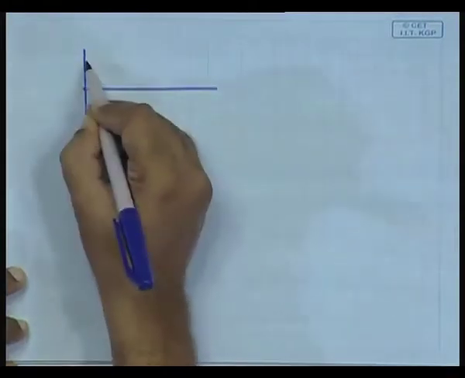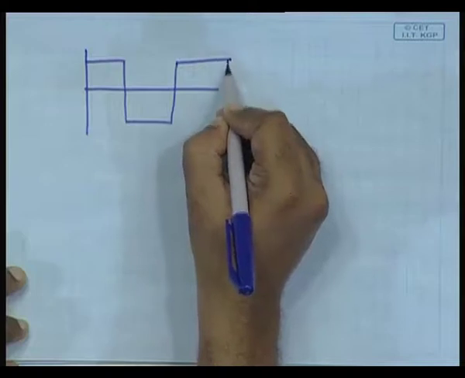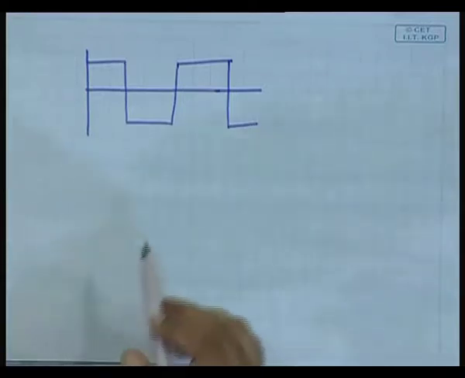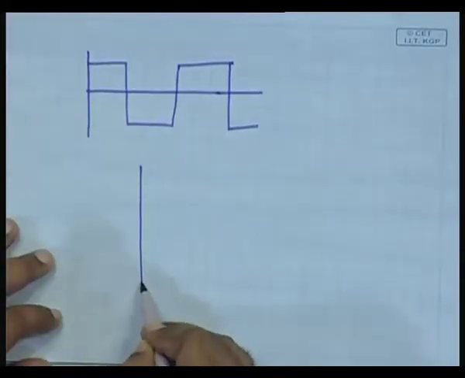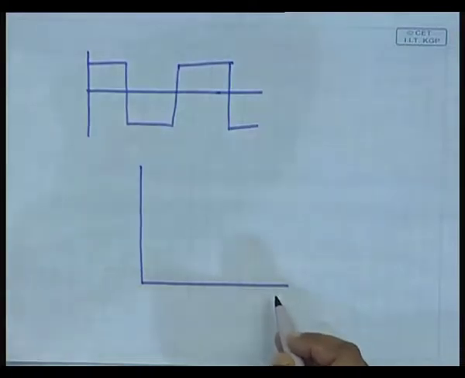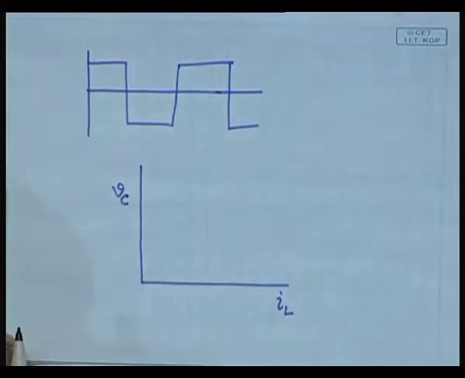Good. Now, suppose you have got a square wave as the input voltage. Then what happens? Then remember, if it is an RLC circuit, the state space is 2 dimensional, right. The state space is 2 dimensional with what are the 2 state variables? The current through the inductor and the voltage across the capacitor.